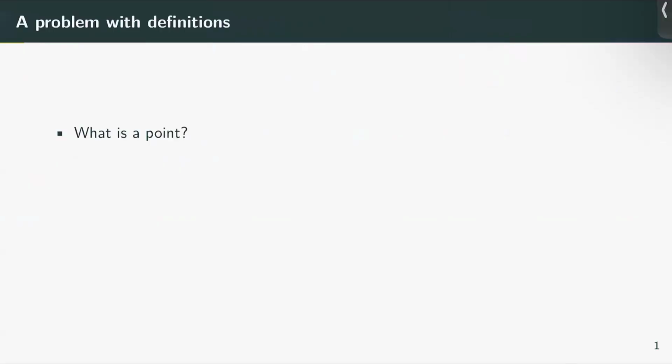So the first thing I want to point out is that we have a difficulty making a clear definition. What is a point? What is a straight line? Both of these objects are of fundamental importance inside of Euclidean geometry. What are they? What's a reasonable definition of them? Let me let you think about that for a moment. Feel free to pause the video and see if you can come up with some ideas.